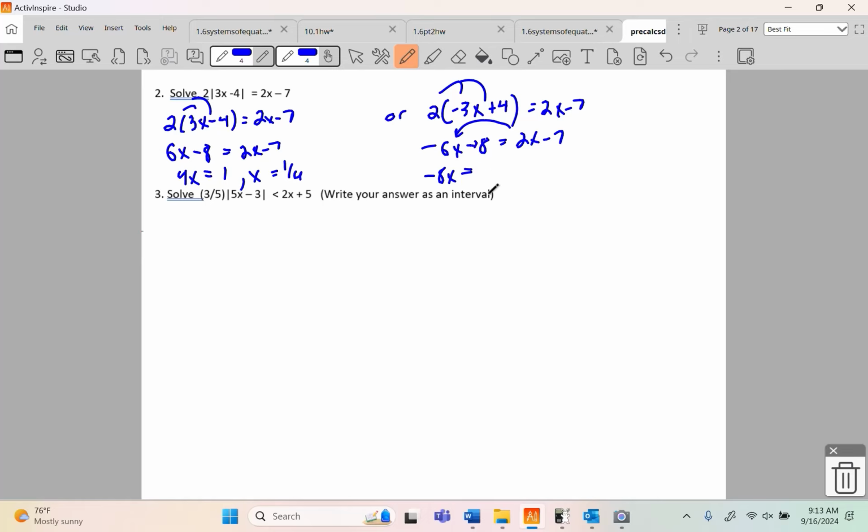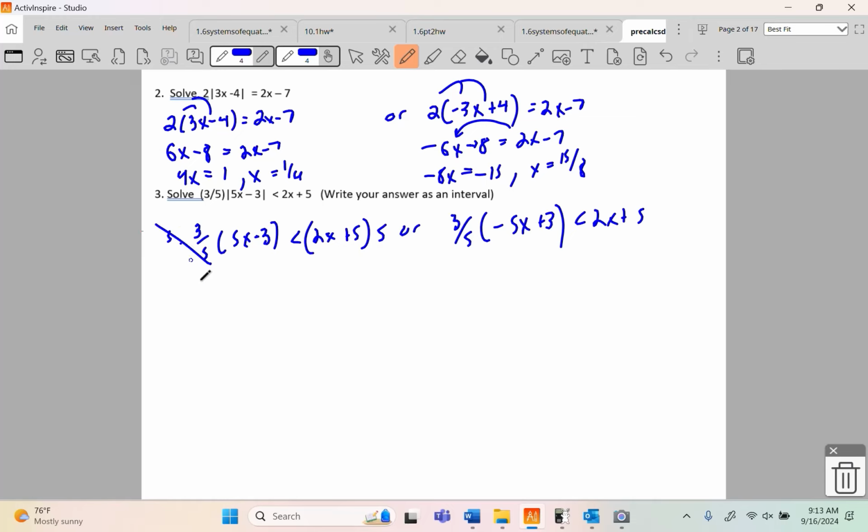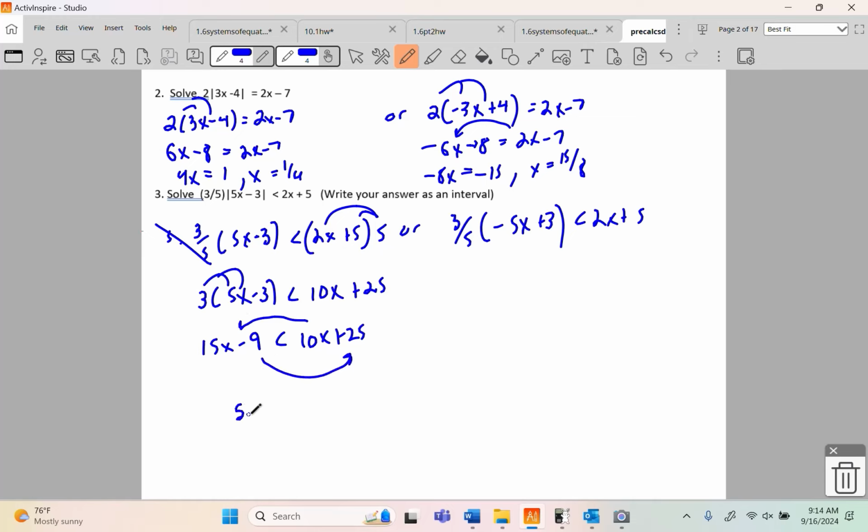Now I'm going to fix this division by multiplication. 5 both sides. 5's cancel. 5 times 2 is 10. 5 times 5 is 25. Distributive property, 15x minus 9, less than 10x plus 25. X is on the left, numbers on the right. 15 minus 10 is 5. And 25 plus 9 is 34, so x is less than 34/5.